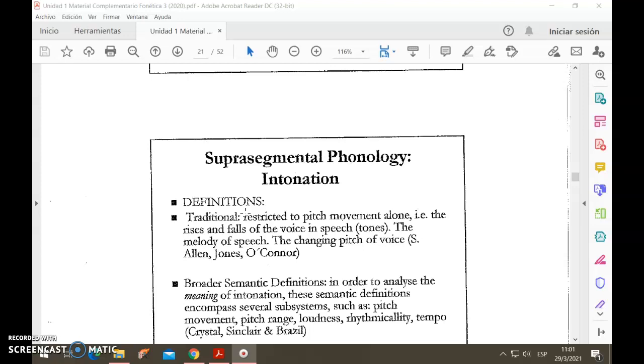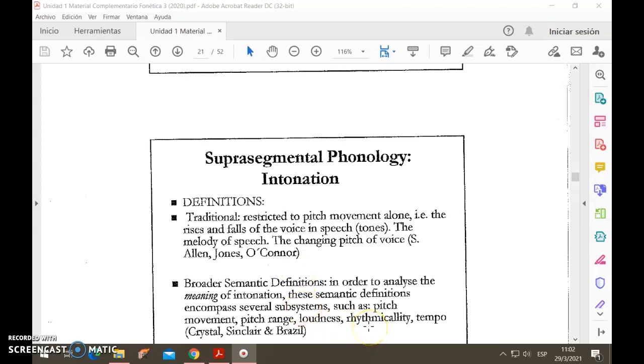According to the traditional definition, intonation is restricted only to pitch movement, that is to say, the rises and falls of the voice in speech, that is to say, the tones. It's the melody of speech and the changing pitch of voice. This is according to Allen, Jones, and O'Connor. For example, these are separate authors. Allen, this one work, Jones, and O'Connor. The three consider that intonation is tones.